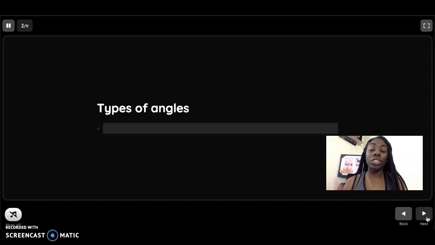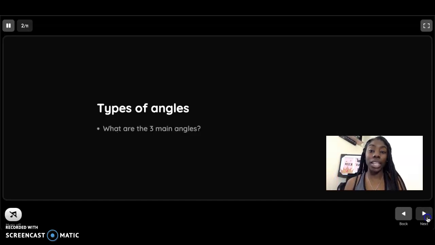Now, we have different types of angles that we're going to be talking about today. There are three main types of angles. The first angle that I want to discuss with you is a right angle. A right angle is 90 degrees, and typically it's in the shape of an L. Usually when you identify a right angle, it has a box or a square in the corner that indicates that it is 90 degrees.